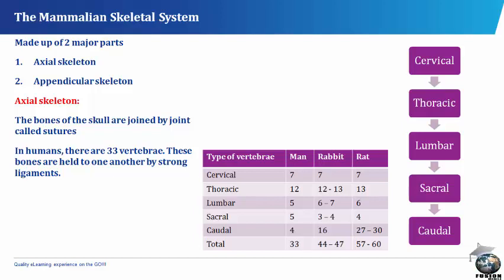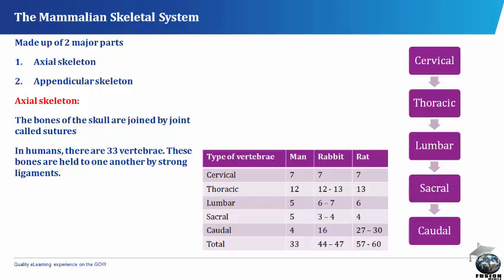In humans, there are 33 vertebrae. These bones are held to one another by strong ligaments. In between consecutive vertebrae are compressible cartilage pads known as intervertebral discs, which allow the vertebrae to move slightly. The regions include cervical vertebrae, thoracic vertebrae, lumbar vertebrae, sacral vertebrae, and caudal vertebrae. The cervical vertebrae are found in the neck region.